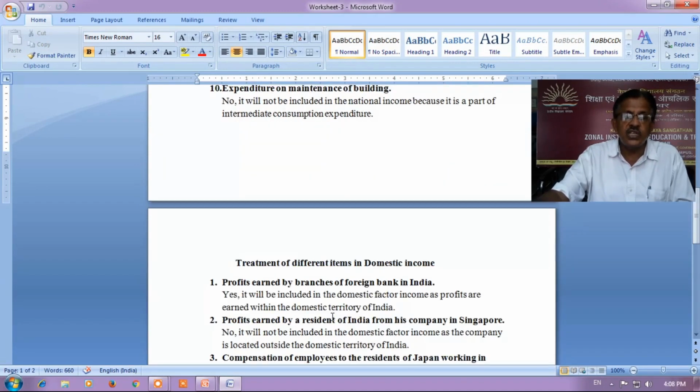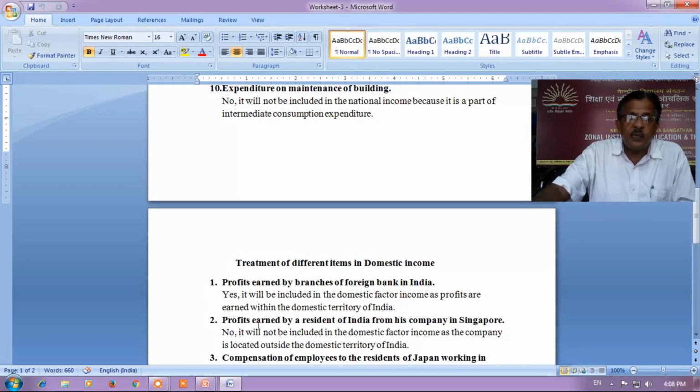Then some questions related to the domestic income. Treatment of different items in domestic income. So the first item here is profits earned by branches of foreign bank in India. Yes, it will be included in the domestic factor income as profits are earned within the domestic territory of India.